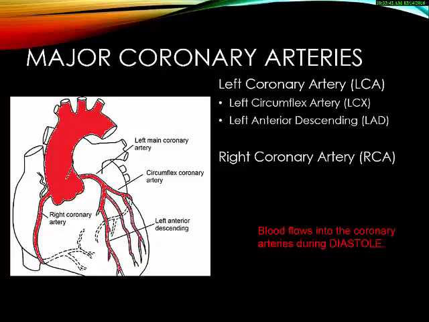This splits into your left circumflex artery. So circumflex is going to go around and wrap around to the back side of the heart there. You have your left anterior descending artery here. So there's a bunch of large blood vessels that run into the left side. You also have your right coronary artery. And the right coronary artery comes around and feeds the inferior wall and the right ventricle.